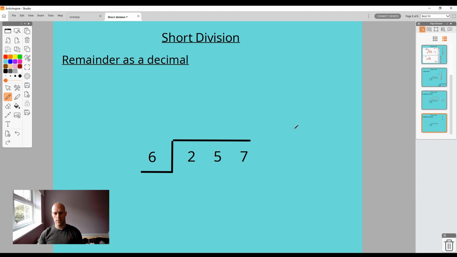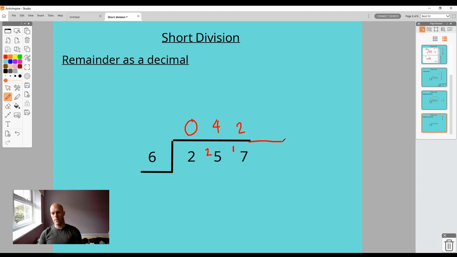Remainder as a decimal now, same calculation. This is going to be a little bit longer across the page. 6 fits into 2 no times, exchange the 2. How many times does 6 fit into 25? 4 times with 1 left over. And then how many times does 6 fit into 17? Twice. We would have 5 left over.